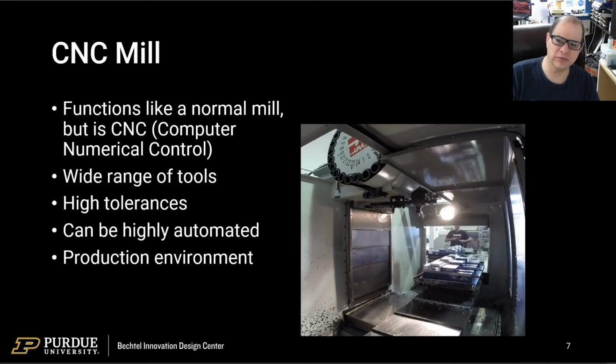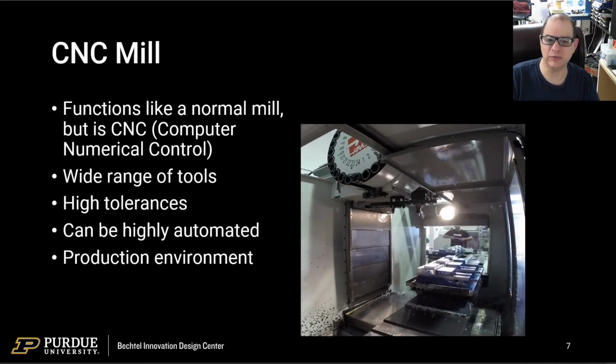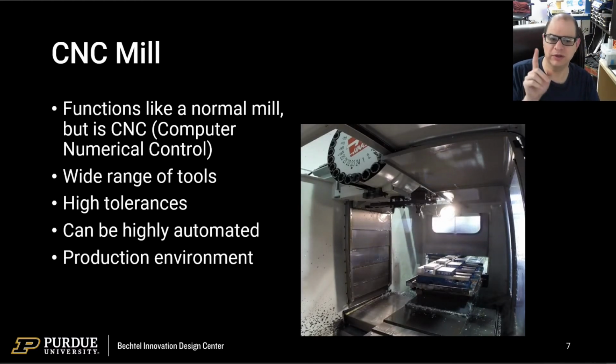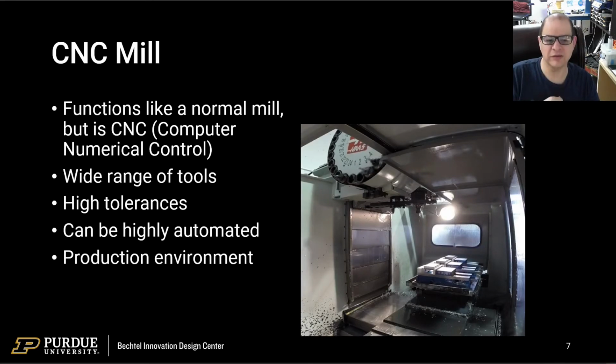Manual mills are still pretty popular. Many shops and factories have one or two around for the odd jobs. As soon as you get into mass production of stuff, though, you're going to be using something like this. At the center, we have both.